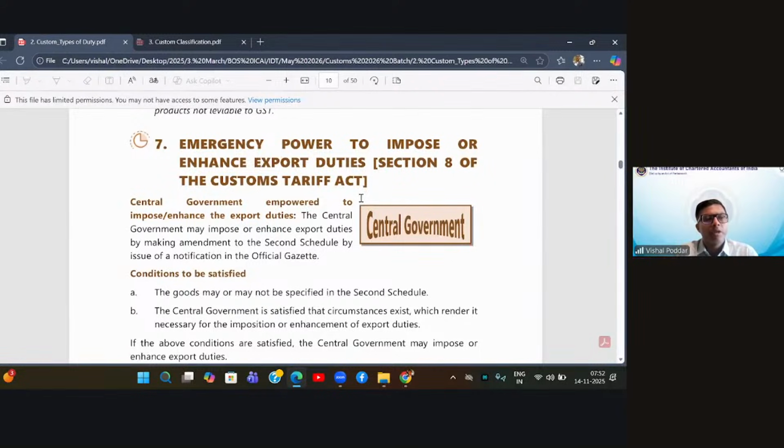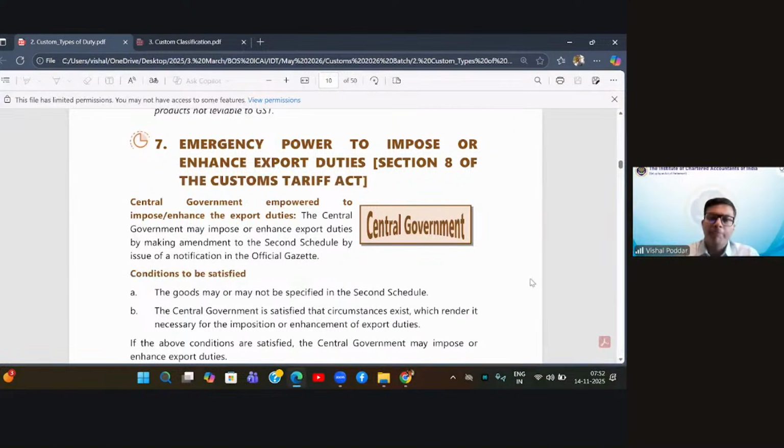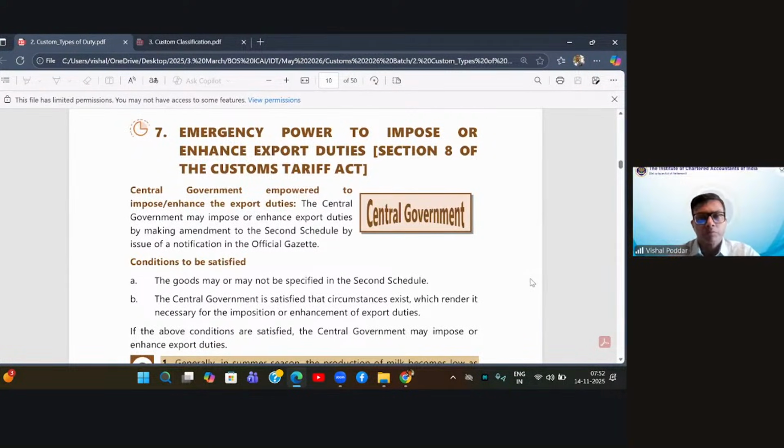So today, mainly the duty under section 3 which is being imposed is our IGST and the GST compensation cess. So on all imported goods, along with the basic customs duty, you will also be paying the IGST, which is levied under section 3(7) of this Customs Tariff Act, and the GST compensation cess. Now, section 8 gives powers to the government to impose or enhance export duties. And similarly, we'll study section 8A, which gives power to impose or enhance import duties.